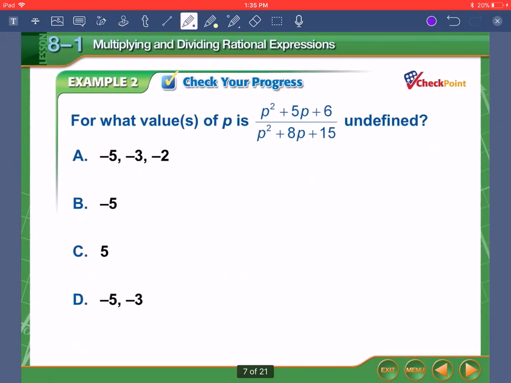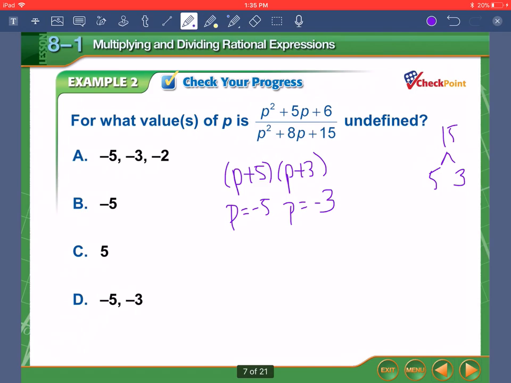Okay, for what values of p is (p squared plus 5p plus 6) over (p squared plus 8p plus 15) undefined? I'm only looking at what values make it undefined, so I don't care about the numerator. I'm only looking at the denominator. Factors of 15 that add up to positive 8 are 5 and 3. So it's (p plus 5)(p plus 3). And so my undefined values would be negative 5 and negative 3. So I don't care about the numerator at all when I'm looking for undefined values. I'm only looking at the denominator.